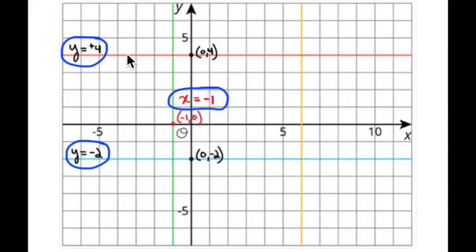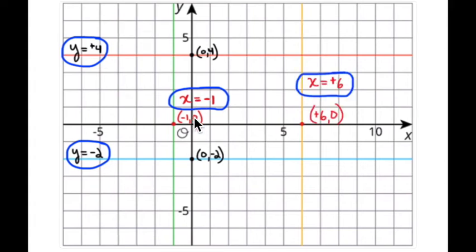For vertical lines, it's the opposite thinking. So now you can move anywhere along the y-axis, up and down, but you're going to start always at x equals -1. So you're going to go here to x equals -1, and now you can move anywhere along the y-axis to get the y coordinate. So this is going to be a vertical line that, of course, is parallel with the vertical axis or the y-axis. And the last example, same idea, x equals +6.